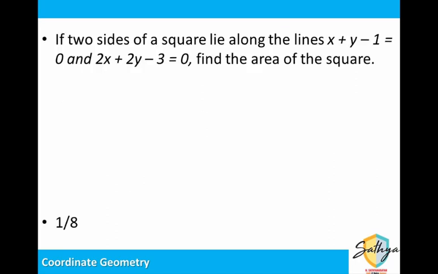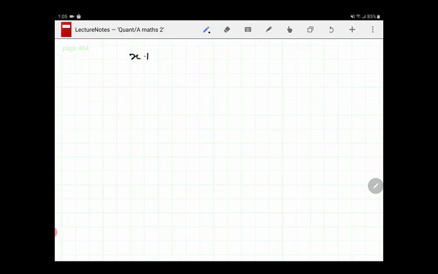Now, the question asks: if two sides of a square lie along the lines x plus y minus 1 is equal to 0 and 2x plus 2y minus 3 is equal to 0, find the area of the square. Now, I know that the first line is x plus y minus 1 is equal to 0. The second is 2x plus 2y minus 3 is equal to 0. Now, I can manipulate this by dividing it by 2: x plus y minus 3 by 2 is equal to 0.